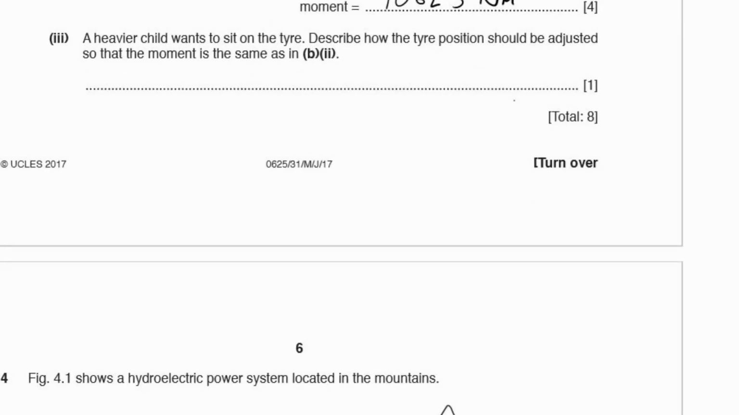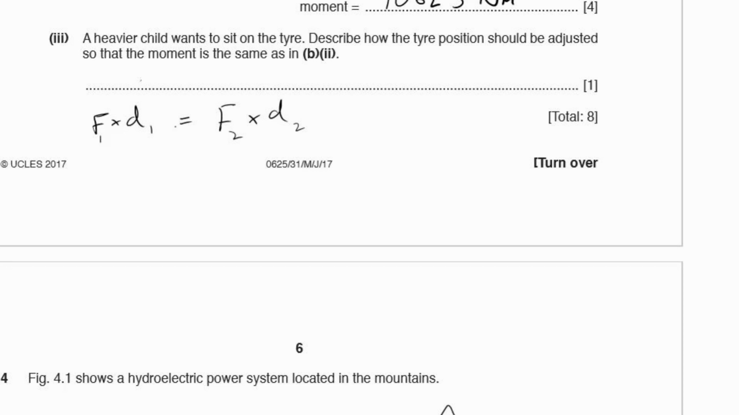3. A heavier child wants to sit on the tyre. Describe how the tyre position should be adjusted so that the moment is the same as in 2. Well, let's look at that. We know the moment is force times distance, and we want them to be the same before and after. F1 D1 equals F2 D2.